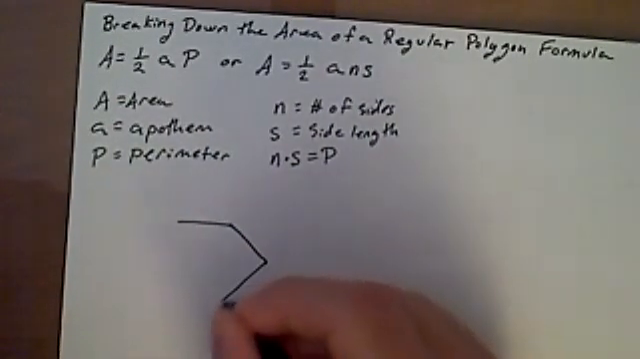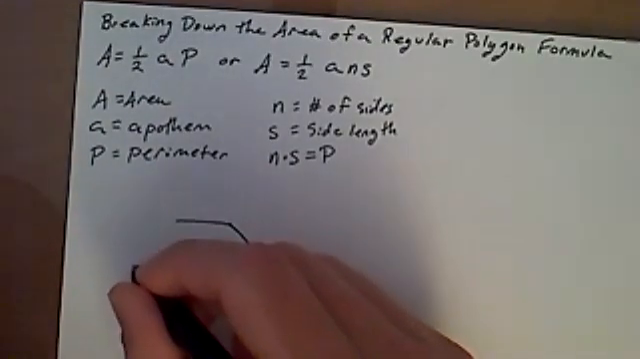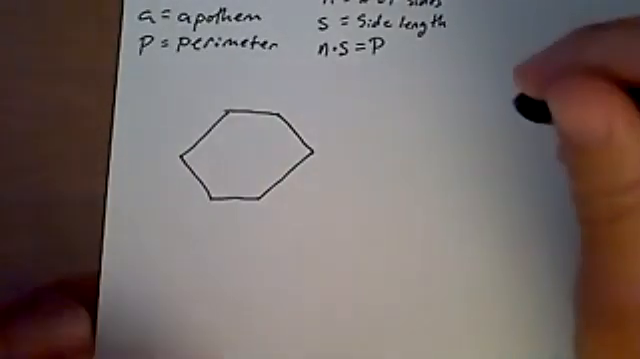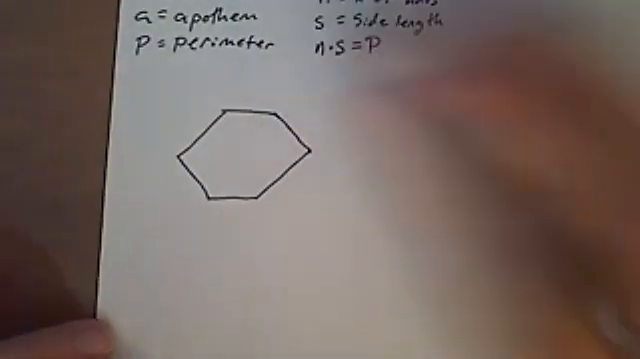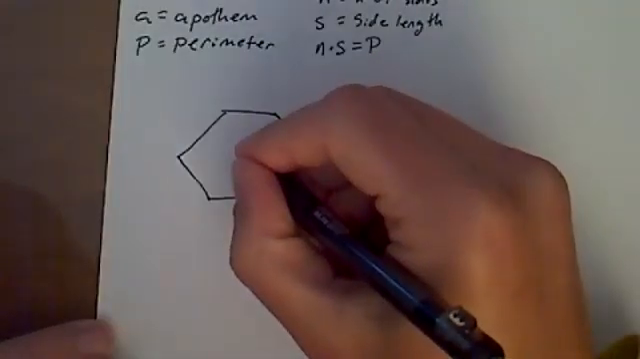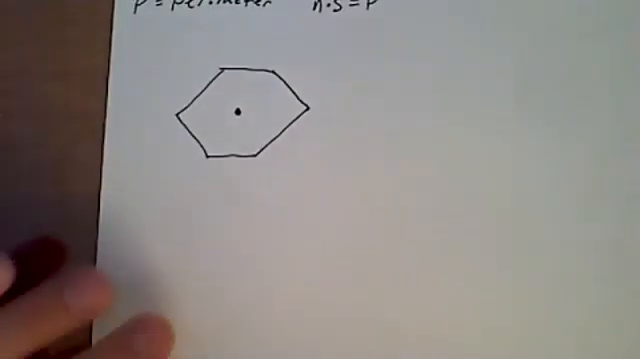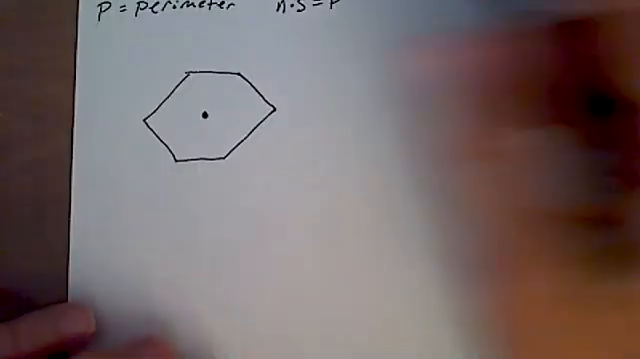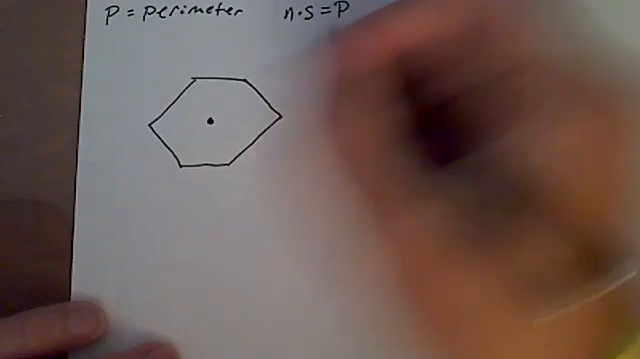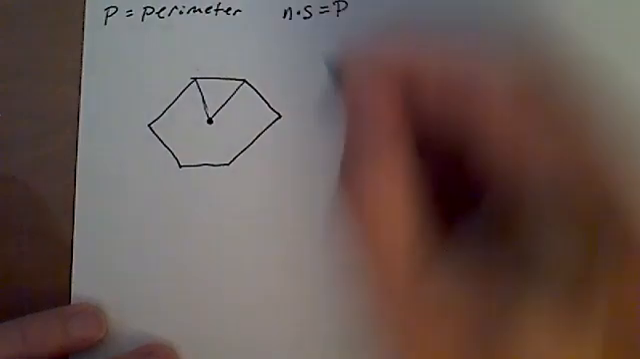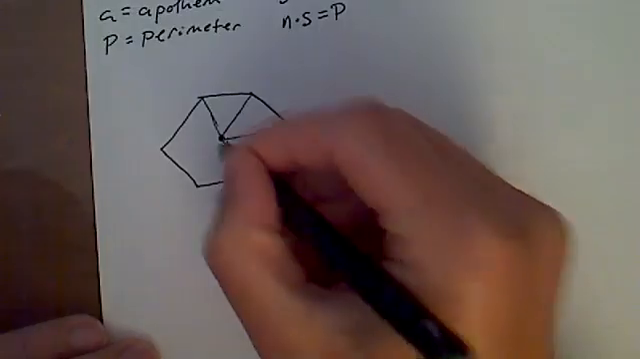Ooh, this is a terrible, well, I didn't pull it together much. All right, this is a regular hexagon. You don't believe me? That's okay. We're going to pretend that it is. Now, what if we wanted to find the area of this? And say we didn't know either of these two formulas, right? Well, what might we do? We might break this up into a bunch of shapes that we do know how to find the area of.